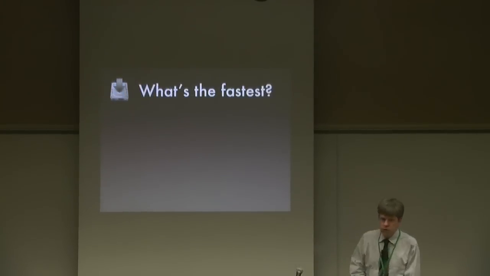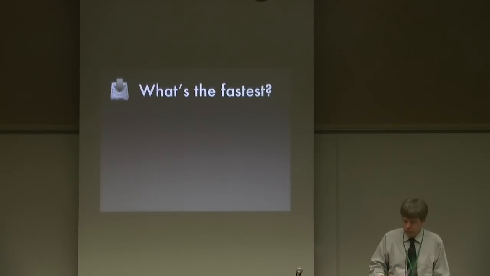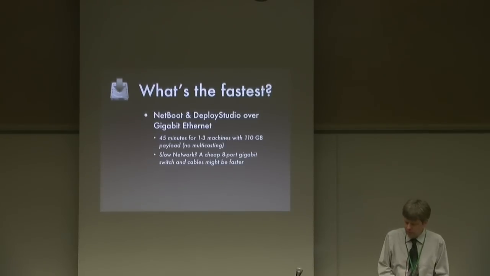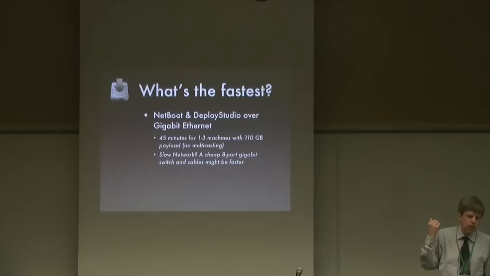I have found that the fastest for me is netbooting and using DeployStudio over my gigabit Ethernet network. That 110 gig payload compressed down to 77, and I can reliably do it in 45 minutes if I'm doing one machine, even 2 or 3 machines. Now, I have never been able to get multicast to work. So how many of you use this method if you're doing netbooting? On your mark, get set, go.